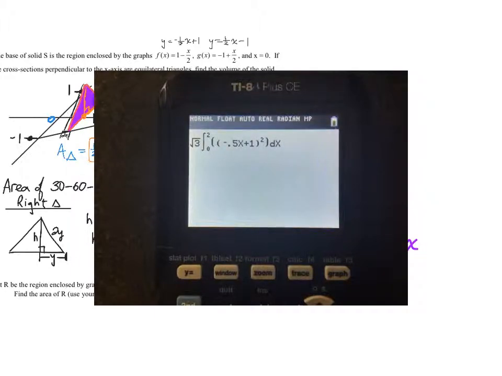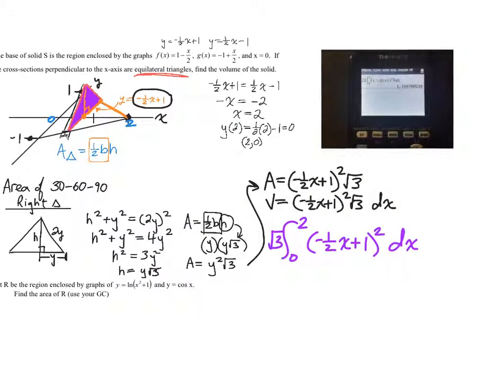All right, so as I was saying, it's on the interval of 0 to 2, radical 3 in front, the integral of negative 0.5x plus 1 squared dx. And so you get this value, 1.155-ish, and that ought to do it. And so, yeah, and then tuck it in the corner.